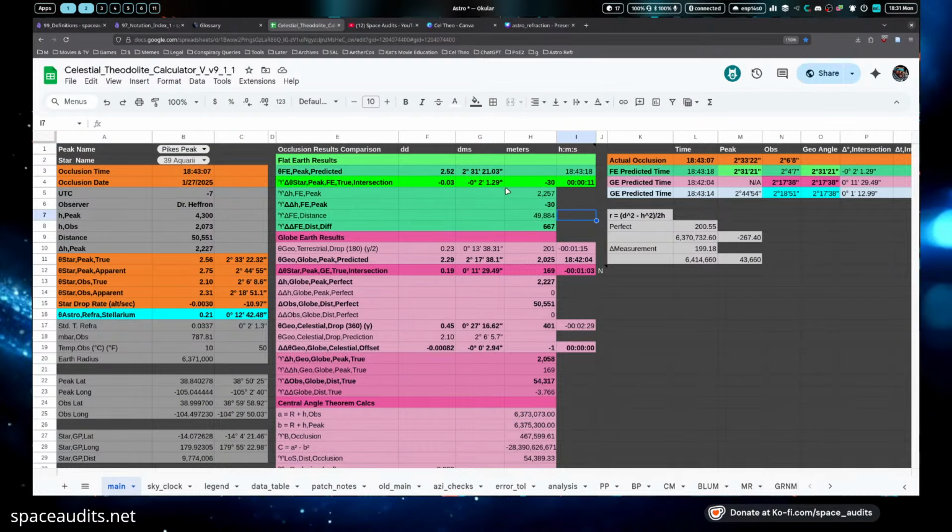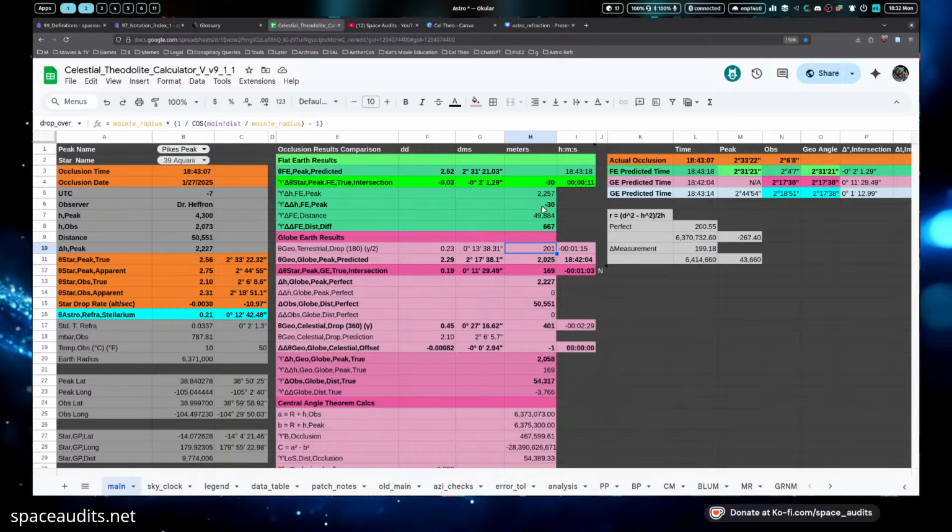But check this out. We got this intersection difference here. This is the crazy part. Our intersection difference is 2 arc minutes. The globe happened to be off by 11 arc minutes. If you add these two together, it comes out to be 13 arc minutes. This is the half central angle. This is the 200 meters.